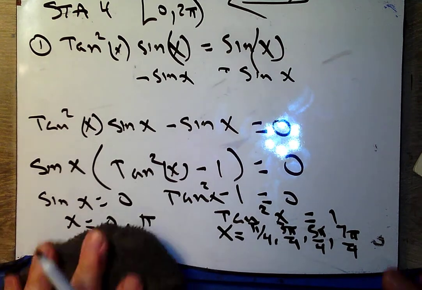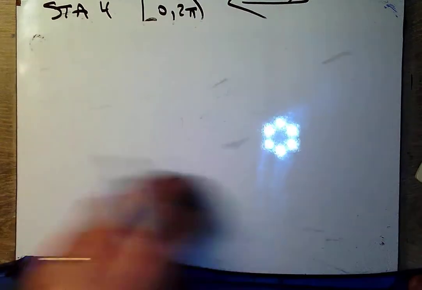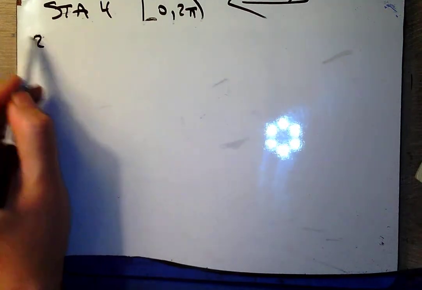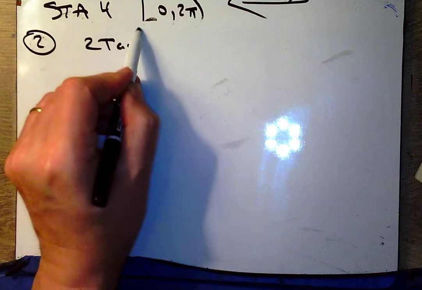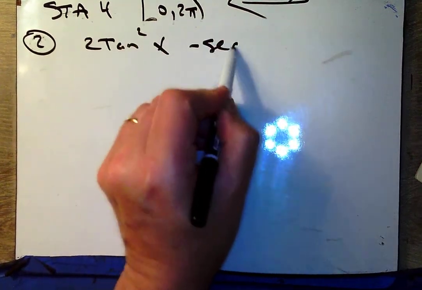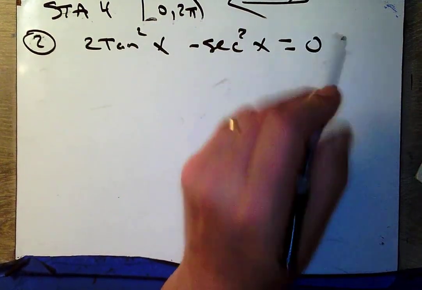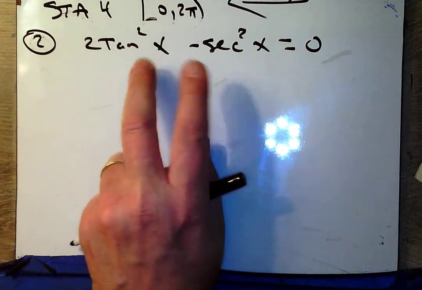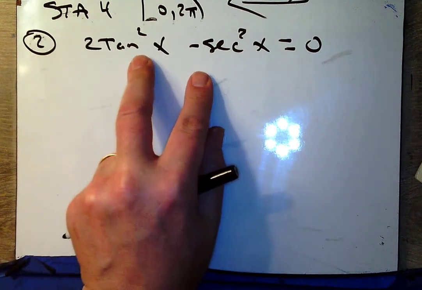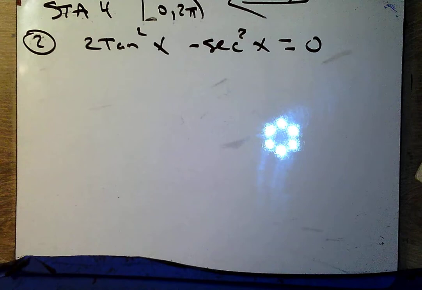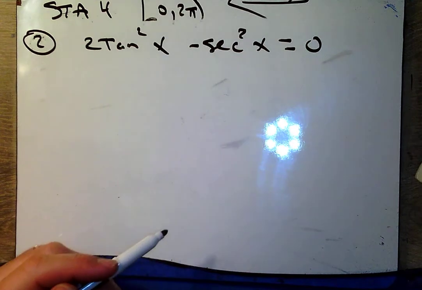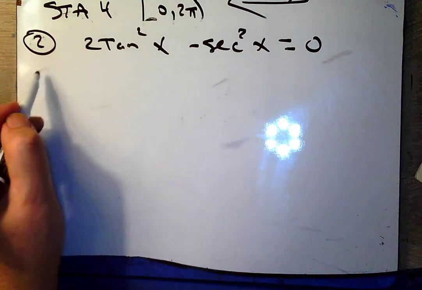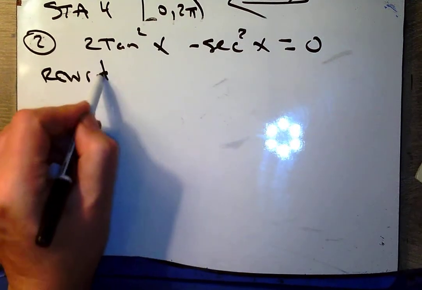Okay? Okay. So, let's now take a look at the second problem. So, let's get into tangent squared x minus secant squared x equals 0. This kind of reminds me of that identity secant squared minus tangent squared is 1. But I can't really use that here because of that. So, what I'm thinking about instead is rewriting.